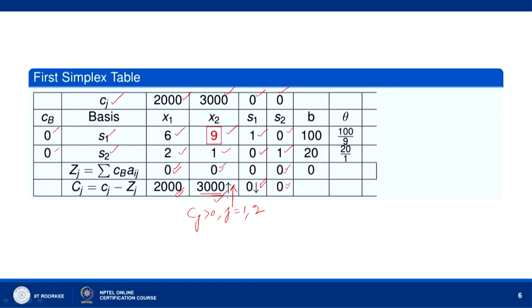Okay. The elements of the B column are divided by the corresponding elements in the key column. So, 100 over 9 we get, and 20 by 1 we get. Okay. We take the minimum positive ratio. So, 100 by 9 is the minimum ratio here. Therefore, this is our key row. Okay. At the intersection of the key row and key column we have 9. So, the key element is 9.